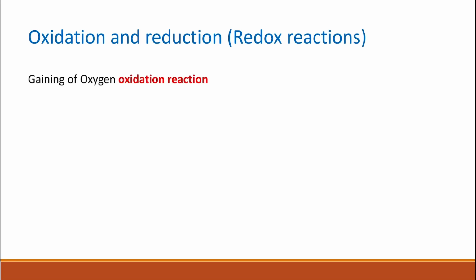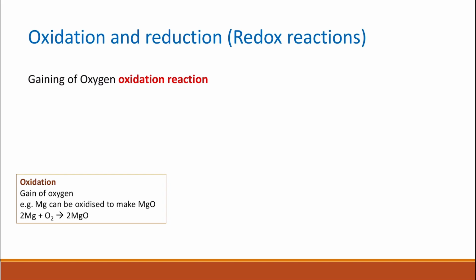Oxidation and reduction can be defined in terms of gaining and loss of oxygen. Gaining of oxygen is an oxidation process that is called an oxidation reaction. An example of gaining of oxygen is burning metals in air, where metals will gain oxygen to give you metal oxide, like magnesium with oxygen to give you magnesium oxide.